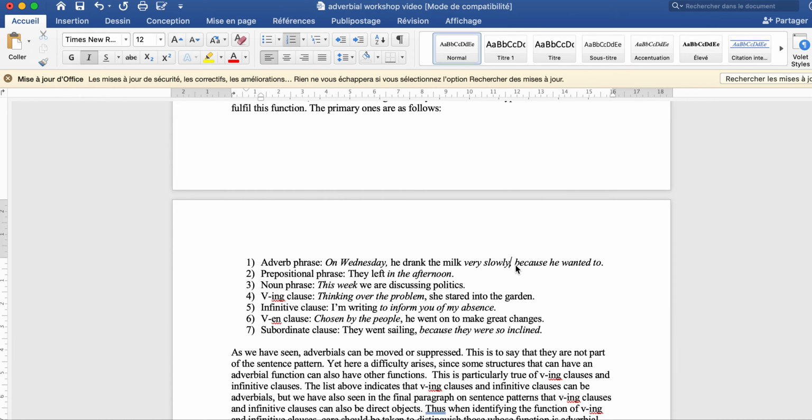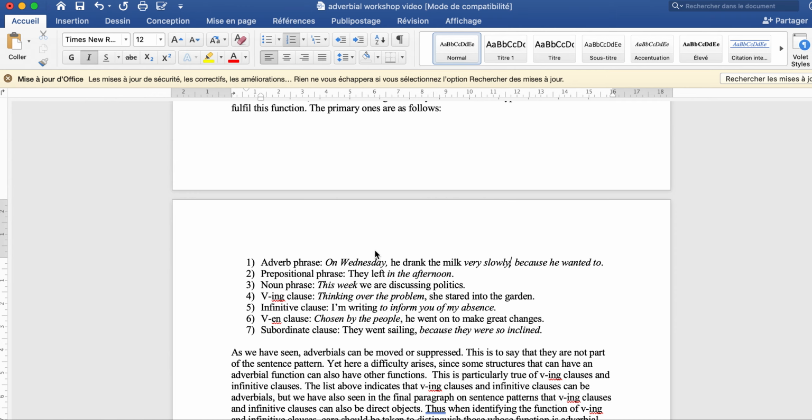Et la dernière, because he wanted to, là il s'agit d'un complément circonstanciel de cause, c'est la raison pour laquelle la personne... Et donc, on a fait ici le tour de. Enfin, l'idée c'est que les principes, on peut dire généraux, des compléments circonstanciels.